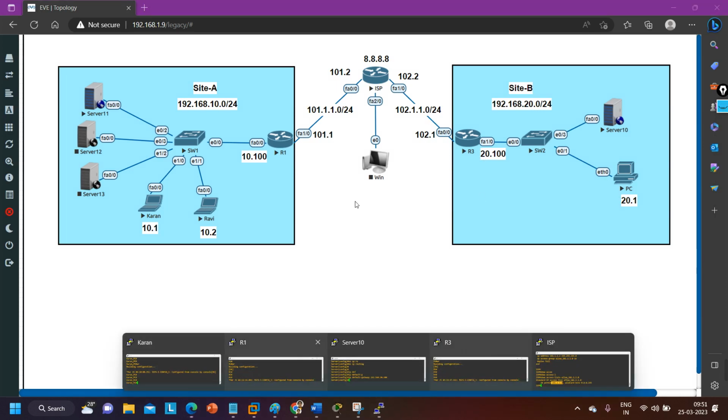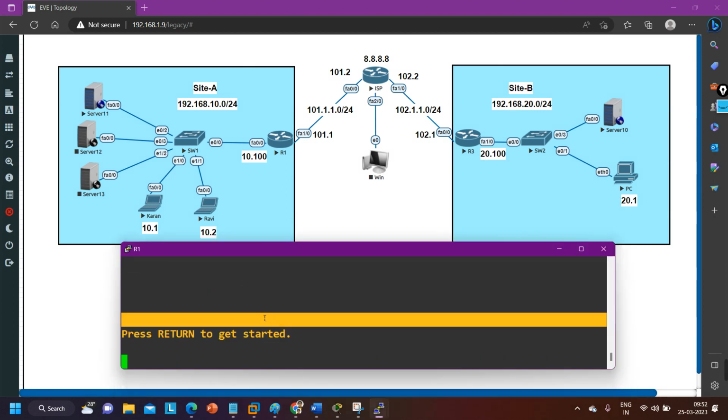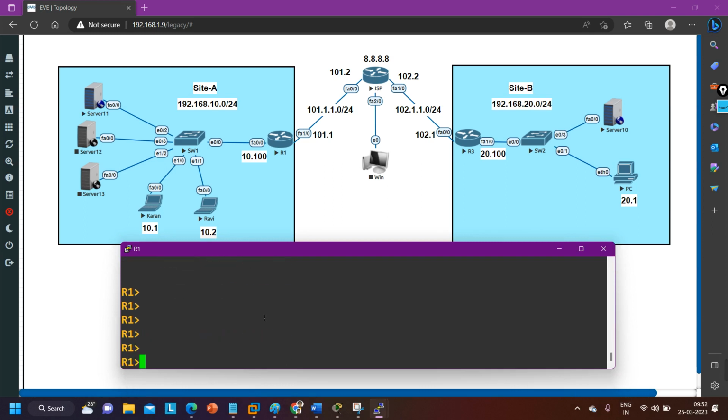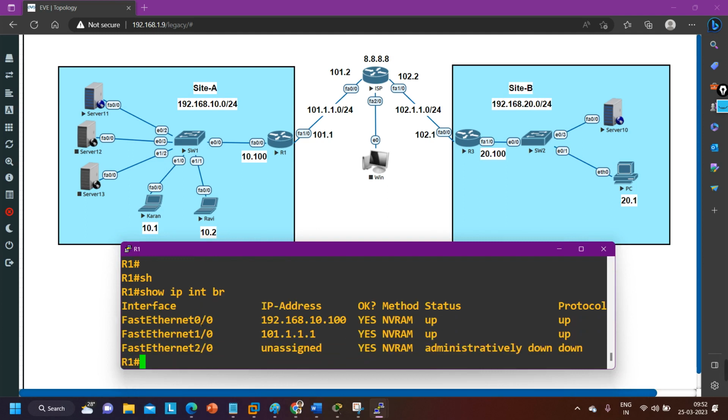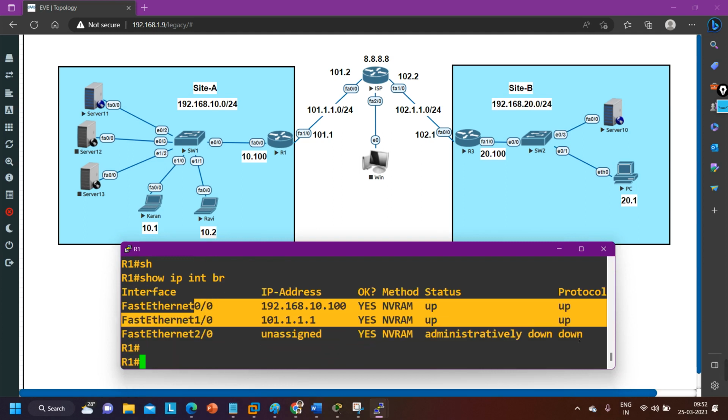First of all, let me check the configuration, guys. Here I have also mentioned the IP addresses. You can see which IP address I am running where. Okay, on router number 1, if you want to check again, let me show you. So, show IP interface brief. Okay, so you can see these are the IP configurations.